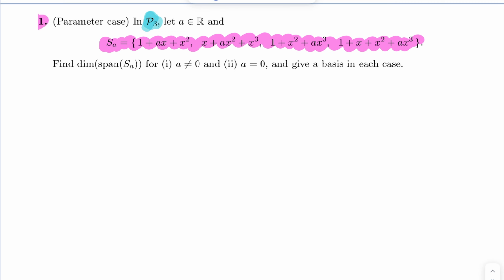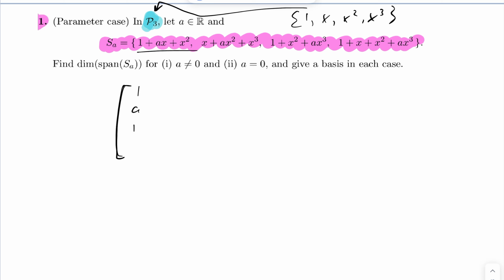So again, I'm going to write this matrix with respect to our standard basis for P3. So we're going to go 1, x, x squared, and x cubed. This is a standard basis for anything coming out of P3. So we're going to write these values with respect to this. So this is going to be 1, a, 1, 0. The next entry is going to be 0, 1, a, 1. The next entry is going to be 1, 0, 1, and a. And the third entry is going to be 1, 1, 1, and a.